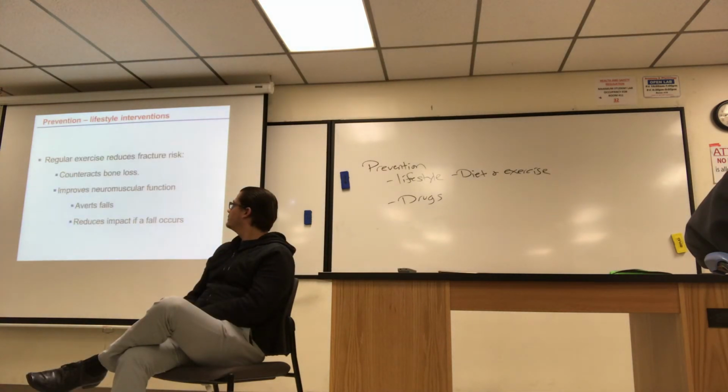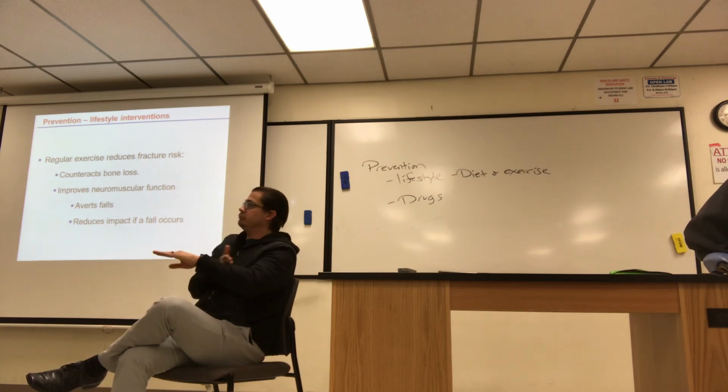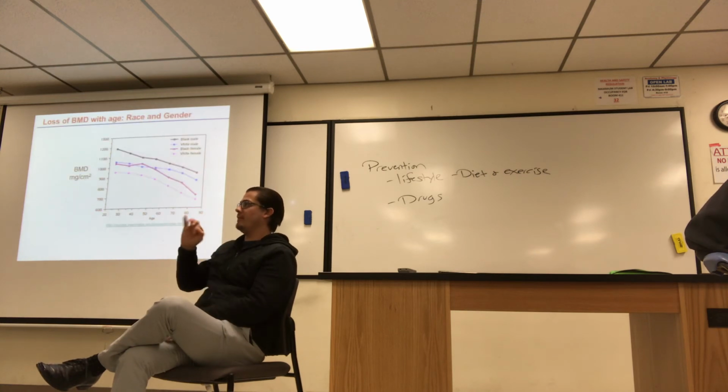And prevention is also regular exercise. Okay, I already mentioned that. Counteracts bone loss. But it also improves neuromuscular function. Okay, when you're working out and you're increasing your muscle strength, the nerve pathways are improving as well. So that averts falls, and if you do fall, it reduces the impact because your reflexes are better. So exercise is good for a lot of different reasons.